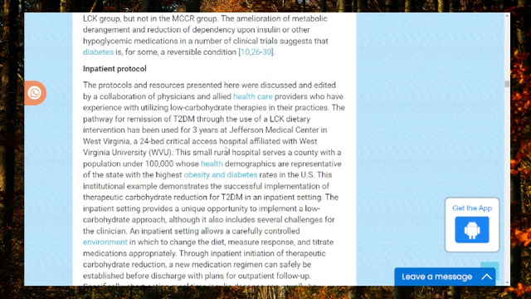24-bed critical access hospital affiliated with West Virginia University, or WVU. This small rural hospital serves a county with a population under 100,000 whose health demographics are representative of the state with the highest obesity and diabetes rates in the US. This institutional example demonstrates the successful implementation of therapeutic carbohydrate reduction for T2DM in an inpatient setting.